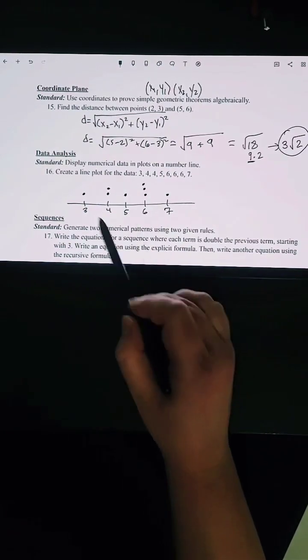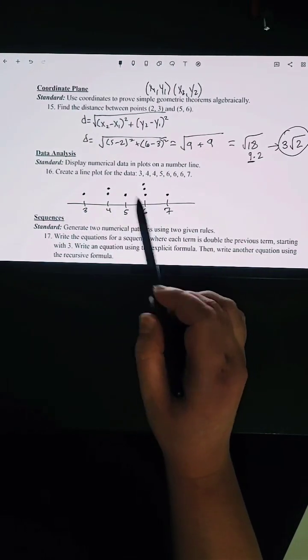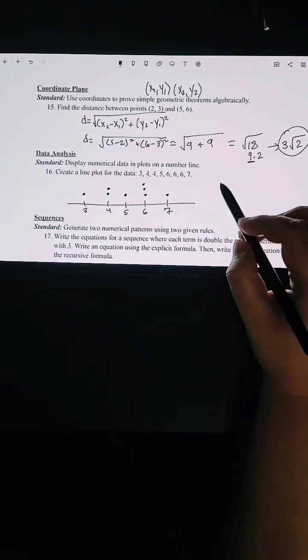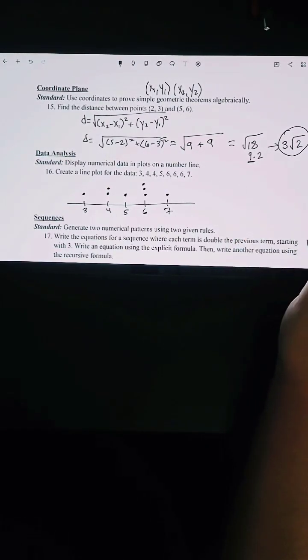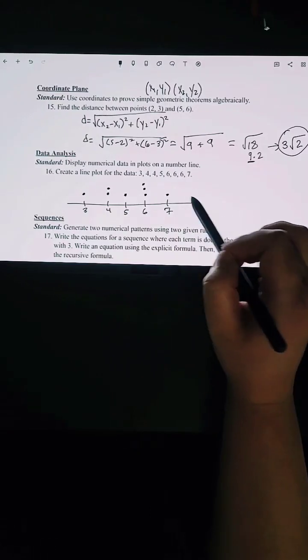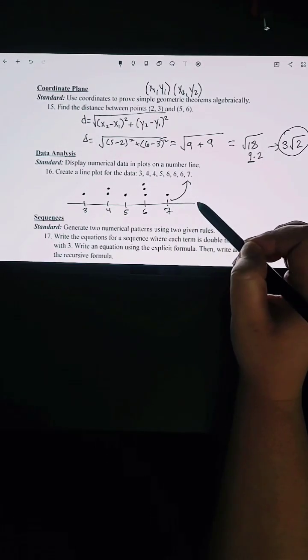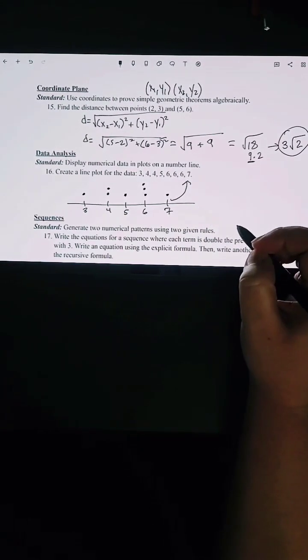They'll usually give it to you like this, with the line plot first, and then you have to basically know what it means in order to find things like mean, median, mode, and range. That's usually how they would ask this type of question on the SAT.